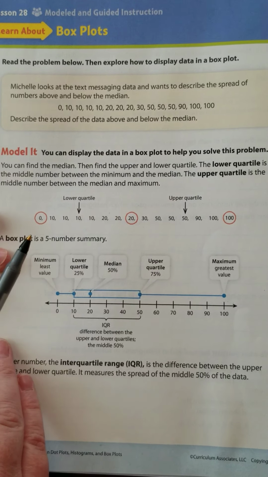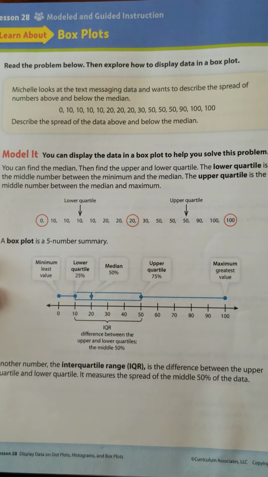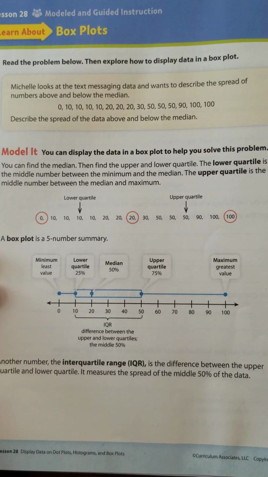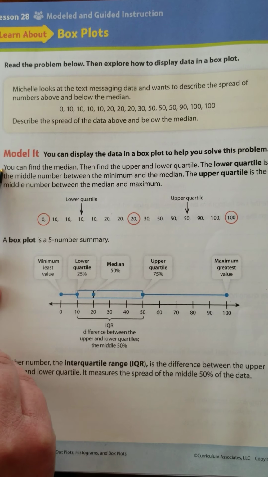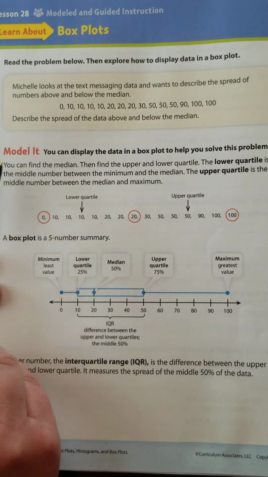To understand box plots, we're going to have to learn a few vocabulary words. So let's start down here with the model it. It says you can find the median, and we know that median means middle number. Then find the upper and lower quartile. Now those are new vocabulary words. So let's see what they mean.